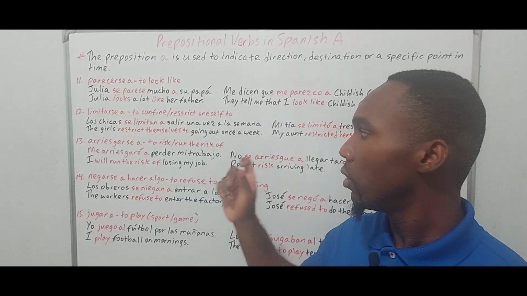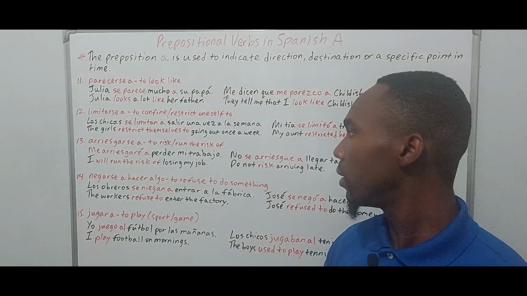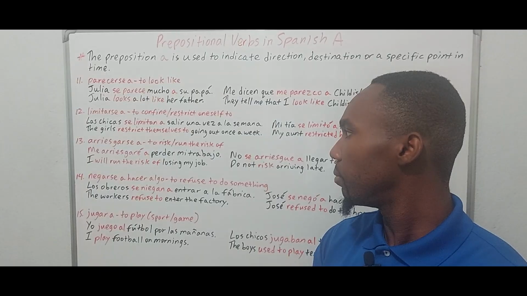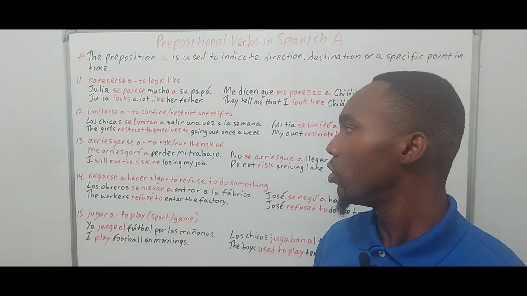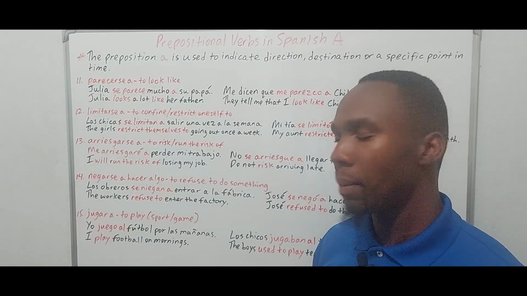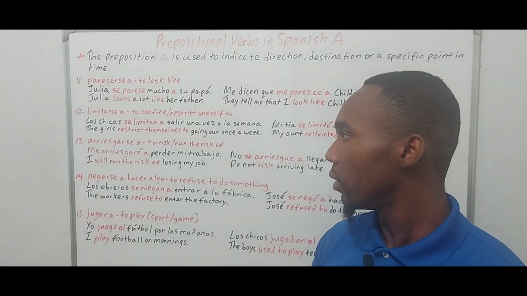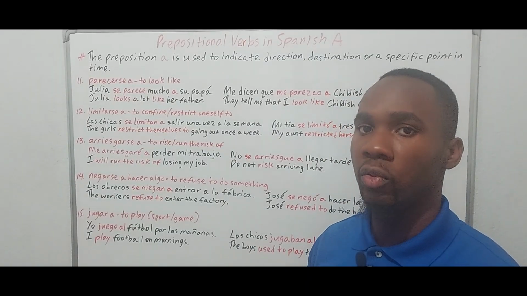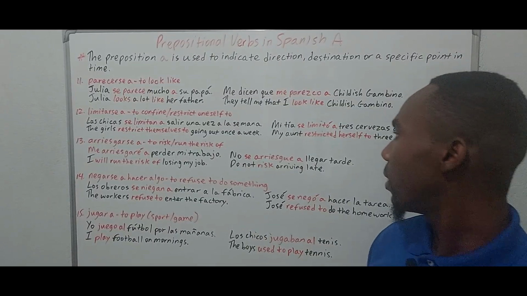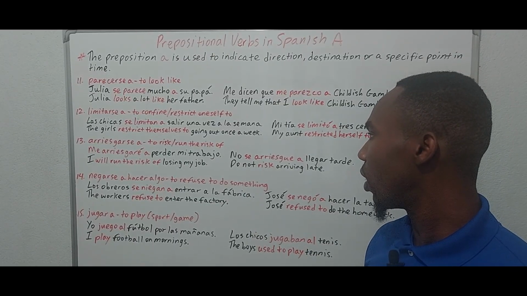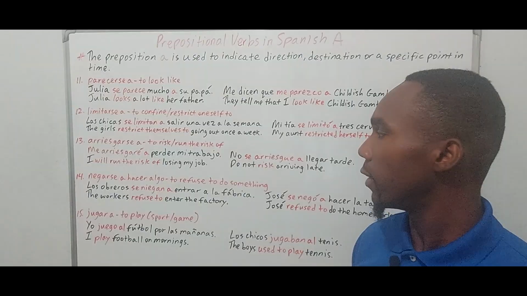Right? 13, arriesgarse a. And that will be followed by a verb, of course. So, me arriesgaré a perder mi trabajo. I will run the risk of losing my job. Or I will risk losing my job. Yeah? No se arriesgue a llegar tarde. Do not risk arriving late, or do not risk being late. Alright?